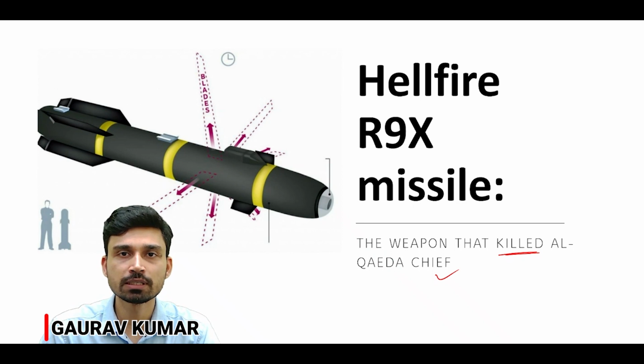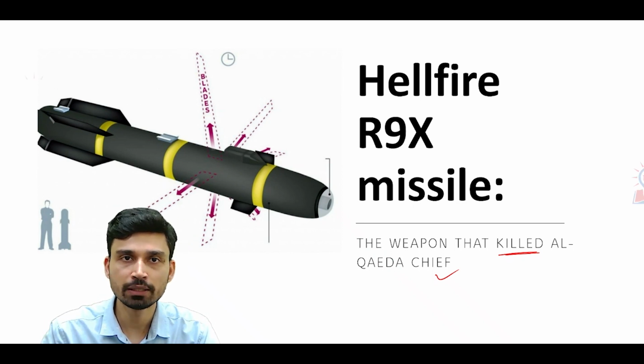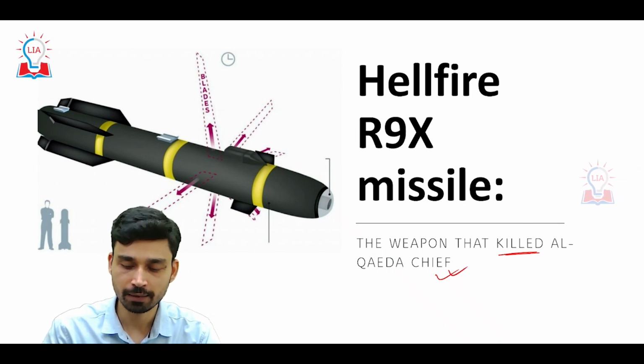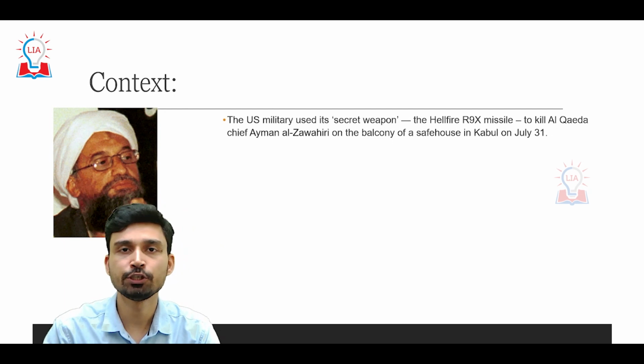Today we are going to discuss the Hellfire R9X Missile, the weapon that has been used by the United States of America to kill the chief of al-Qaeda recently, 2 days back. So let us try to understand the issue in more detail.